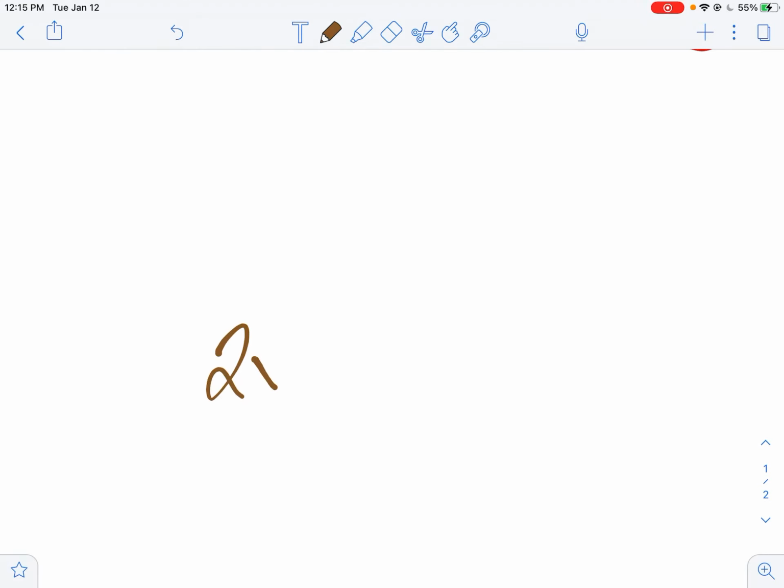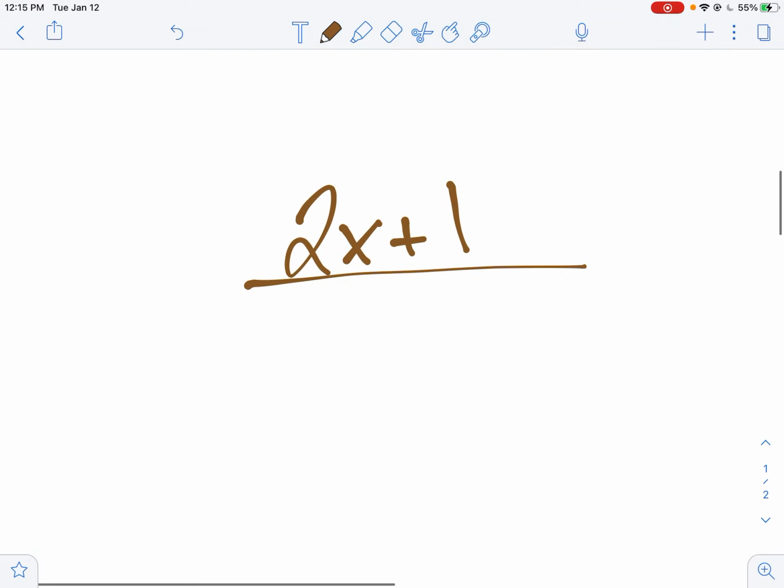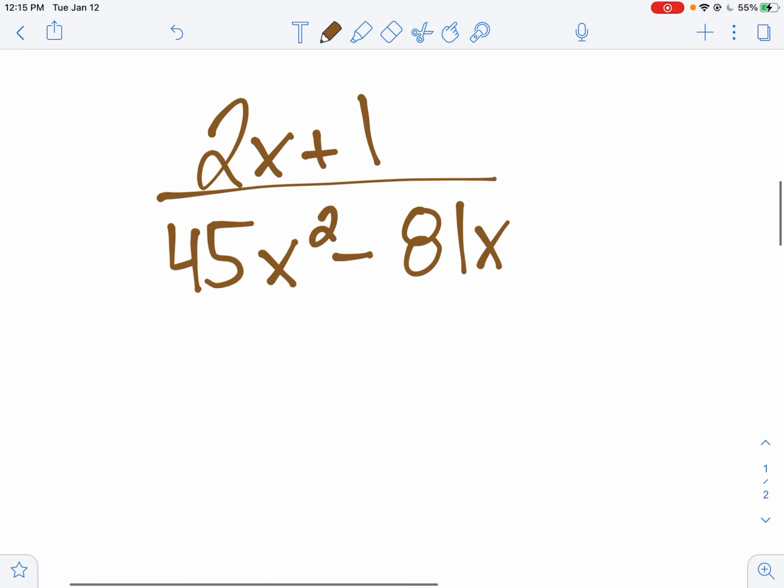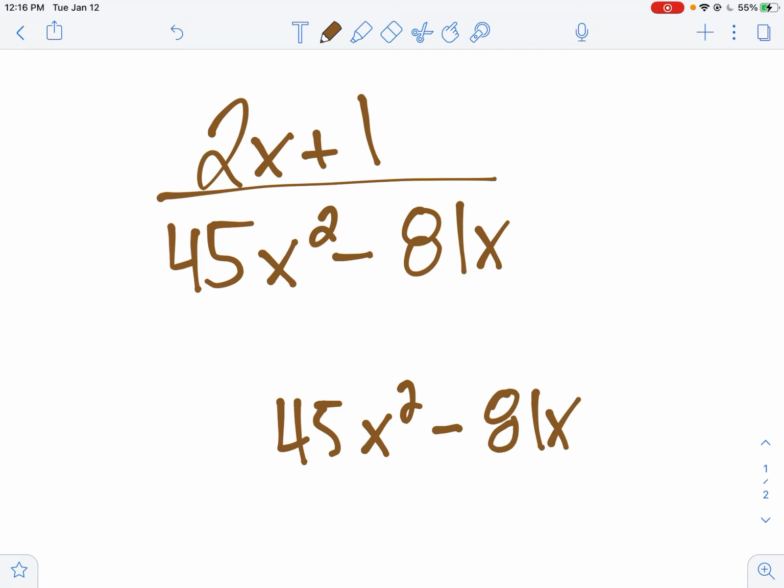Let's try another one. So I'll go with, again, it really doesn't matter what's on the top right now because I'm just focusing on denominators. And then down below here, let's say, all right, 45x squared minus, we'll say, oh, I got a good one, 81x. And this is how this can work out pretty well. Now, some people might look at this and say, okay, 45x squared minus 81x. Maybe they're stuck initially.